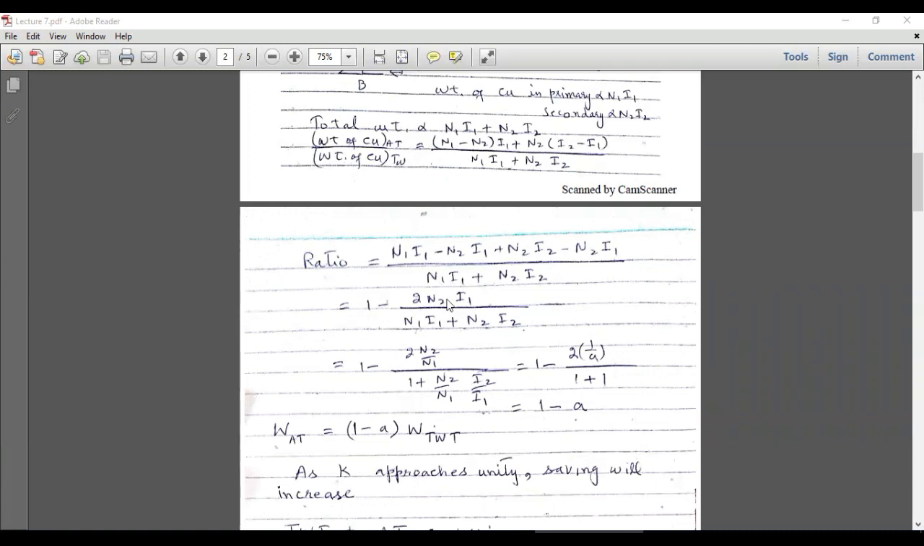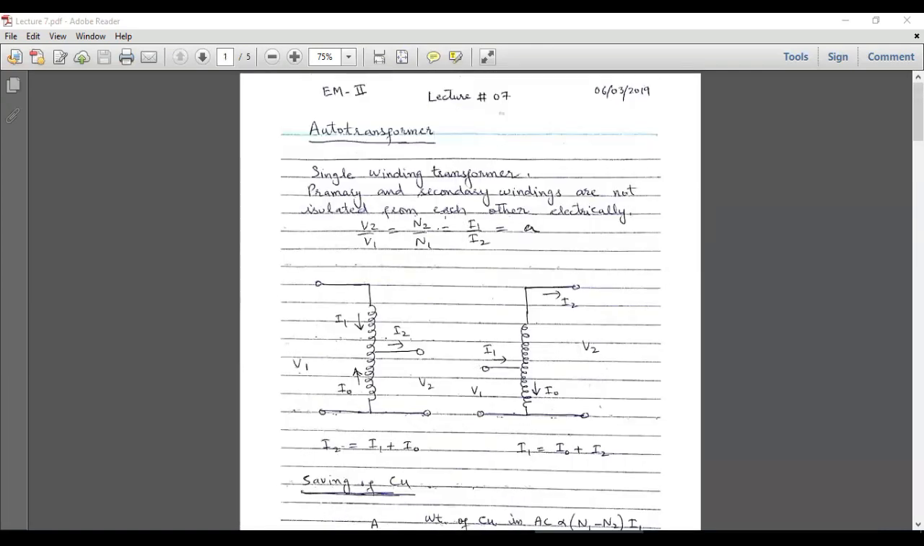So we can divide the denominator and the numerator by N1 I1. So it will become 2 N2 I1 divided by N1 I1, which is 2 N2 over N1, and N1 I1 divided by N1 I1 will become 1, and N2 I2 divided by N1 I1 will become N2 over N1 into I2 over I1, and I2 over I1 is equal to N1 over N2 from this expression.